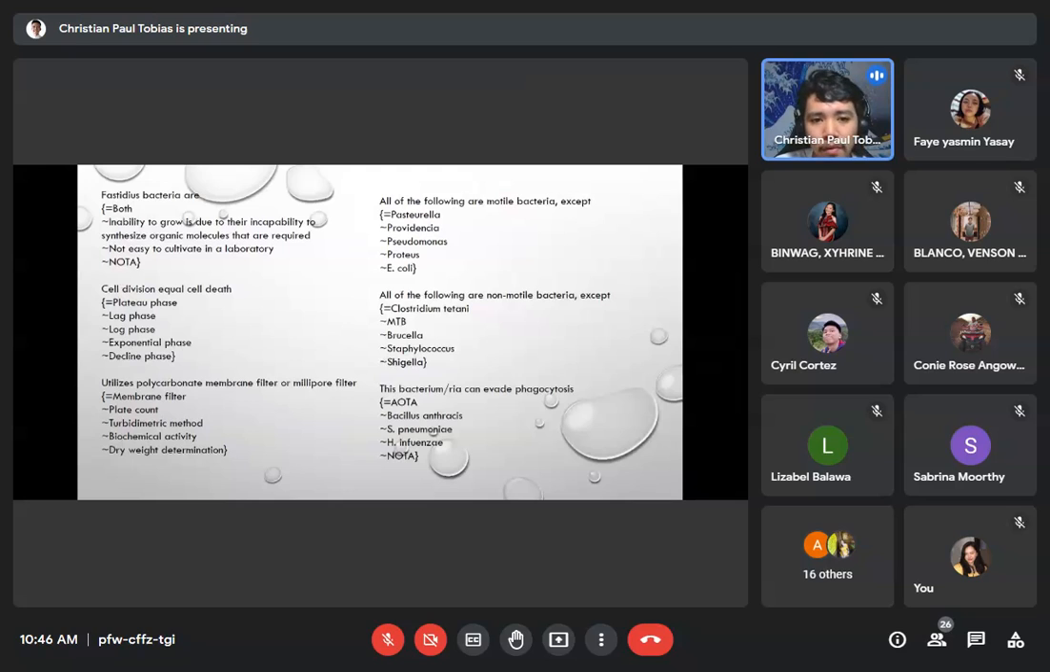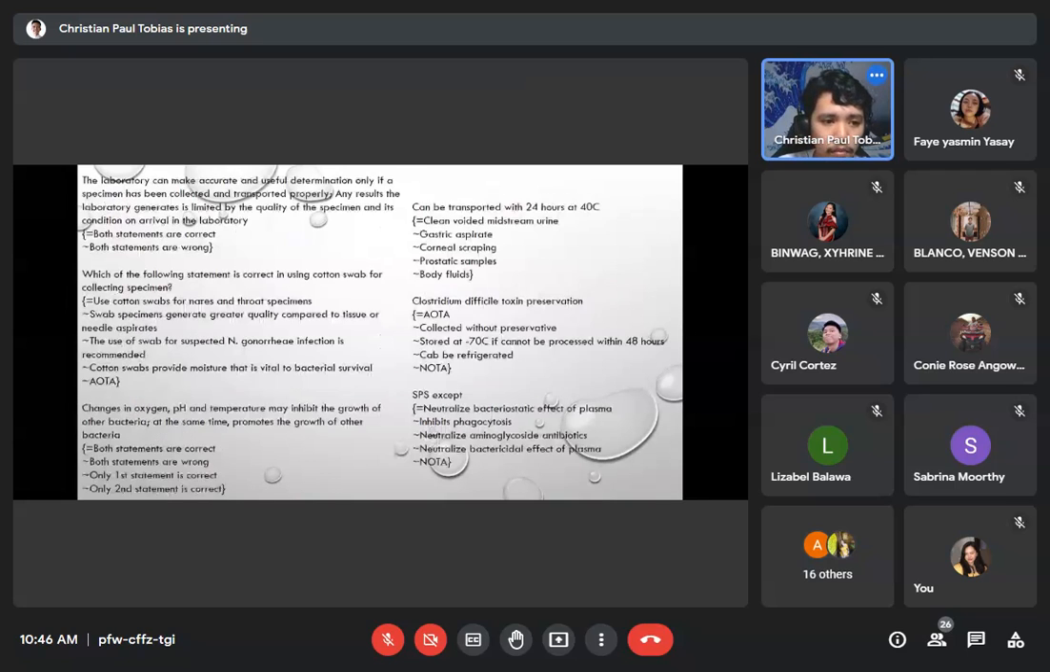Okay, all of the following are motile except Pasteurella. So, Providencia, Pseudomonas, Proteus, E. coli, they are motile. All of the following are non-motile except Clostridium tetani. So, yung mga iba dyang choices, syempre, motile. So, this bacterium can evade phagocytosis. So, lahat yan, ano ba yung meron sa kanila? Bakit nila na-evade yung human host defense? They are capsulated. So, Bacillus anthracis, Streptococcus pneumoniae, Haemophilus influenzae, they have capsules.